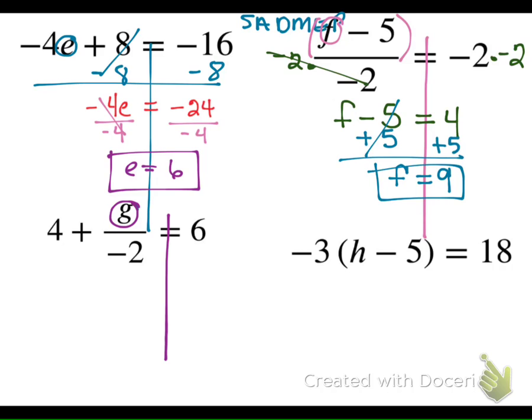I think this next one is possibly a little bit more difficult. We have 4 plus g divided by negative 2 equals 6. So when you come to a more difficult problem or one that you're not used to solving, refer back to SADMAP. Looking at SADMAP, do I have any subtraction here? No. Do I have any addition? Yes, plus 4. So how do I get rid of this positive 4? Negative 4. Good. Just put it on the other side.